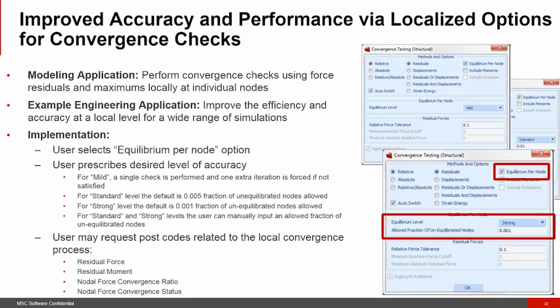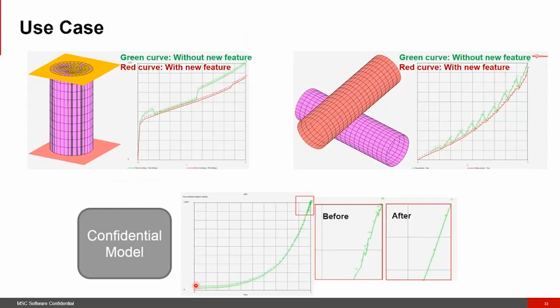You can request postcodes related to that convergence process, the residual force, the moment, the force convergence ratio, and then local force convergence status. So you can get all the data on what's happening locally as well. It'll actually write it out. You'll notice it in the log file as well. You will see how many nodes weren't satisfied as it goes through. So there's a lot of feedback, which is good.